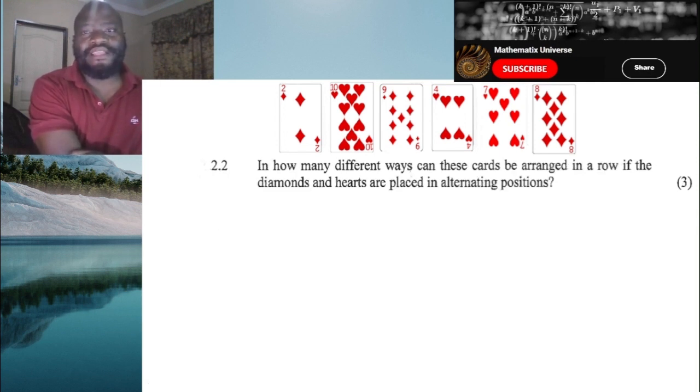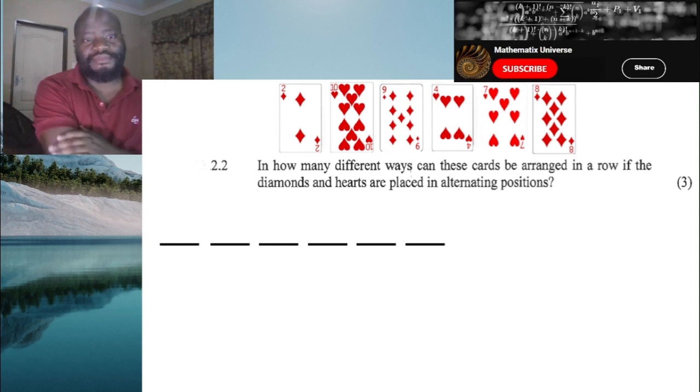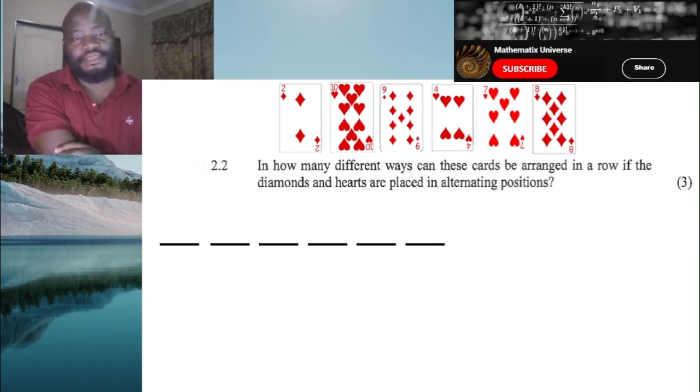How many different ways can these cards be arranged in a row if diamonds and hearts are to be placed in alternating positions? So I have a nice animation to explain this one. So we have 6 places to place all these cards. Then we can either have this configuration: diamond first, then a heart, a diamond, a heart, a diamond, and the last heart. So this is one way this can be done.